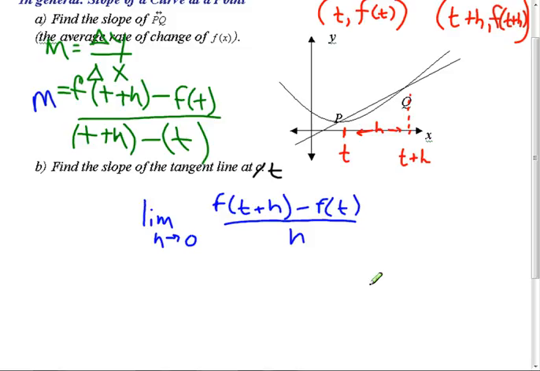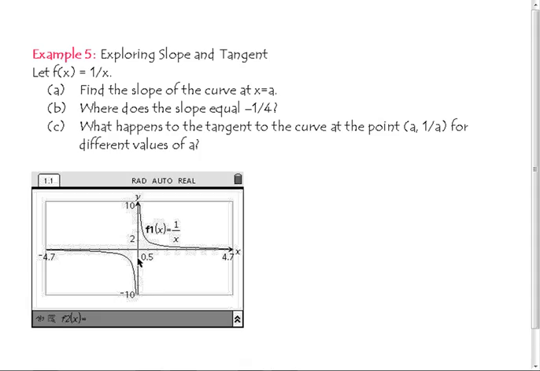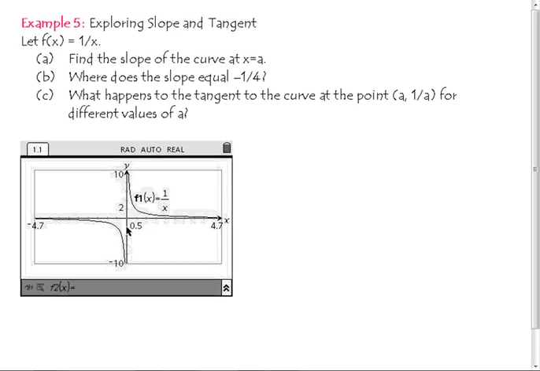Let me pick out something. Okay, let's do another one. Maybe have you guys do some more. Okay, this one's trickier. By the way, I did this one with an Inspire graph. I think they're nicer graphs than the 84. Find the slope of the curve at x equals a.